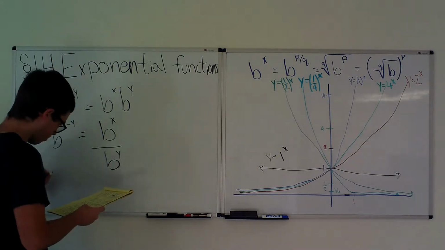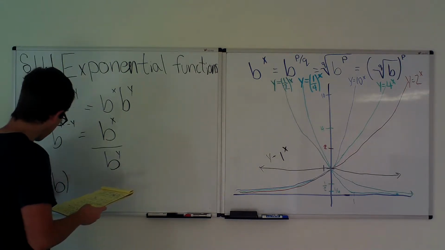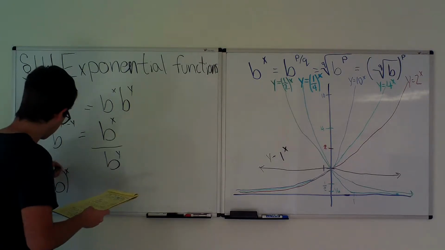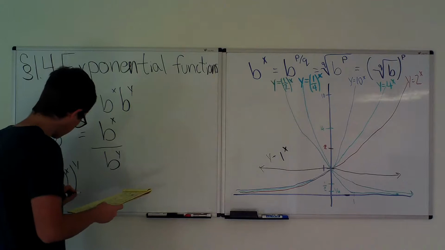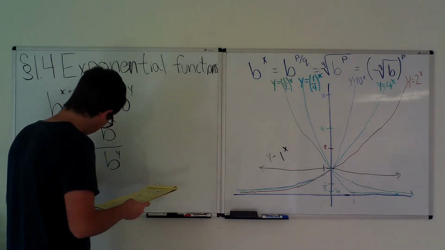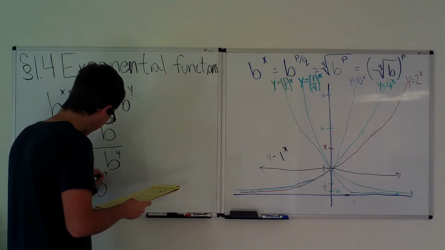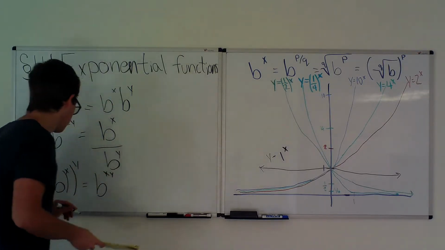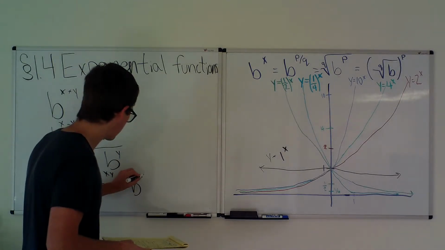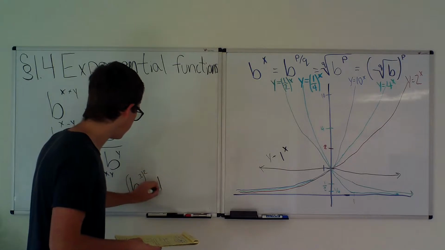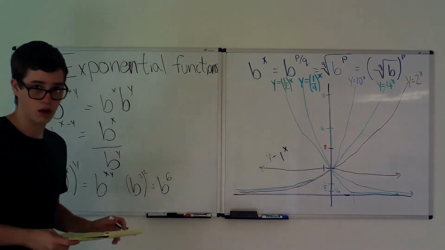And then b to the x to the y is equal to b to the x times y. So an example of this is b cubed squared. That would equal b to the sixth, right?